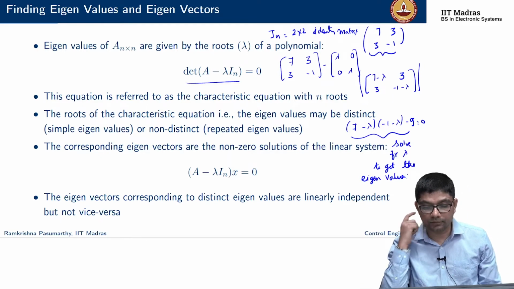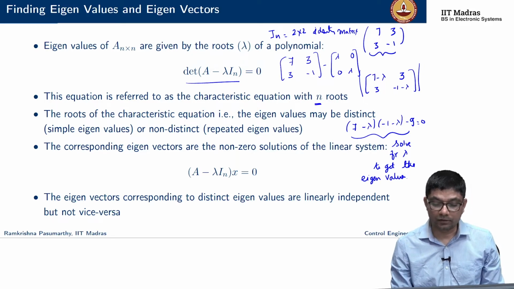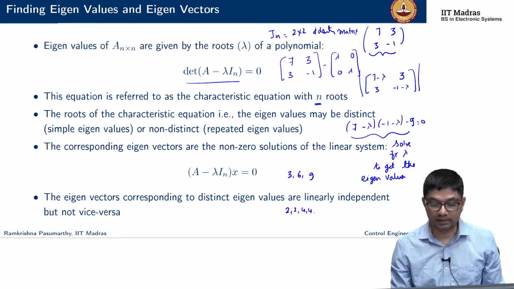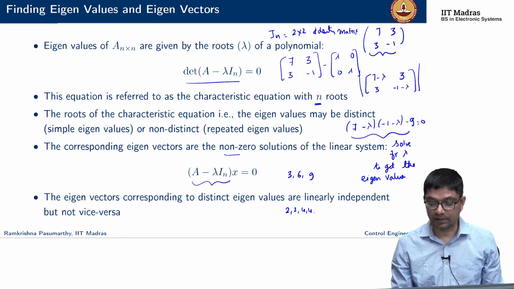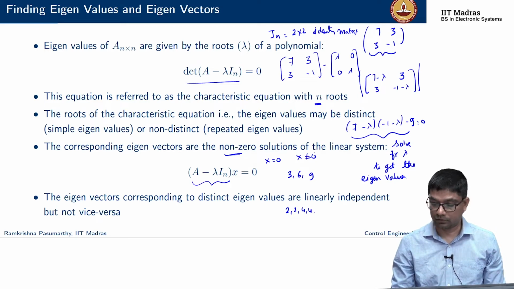This equation is referred to as the characteristic equation with n roots, where n is the size of the matrix. The roots of the characteristic equation may be distinct, they may be repeated. It may just be that eigenvalues are 3, 6 and 9. They can also be 2, 2, 4, 4. They can be distinct, they may be repeated. The corresponding eigenvectors are the non-zero solutions of a system of equations of the form A minus lambda I times x equal to 0. Of course, I am not interested in the solution when x equal to 0. I am interested in the solutions when x is not equal to 0.